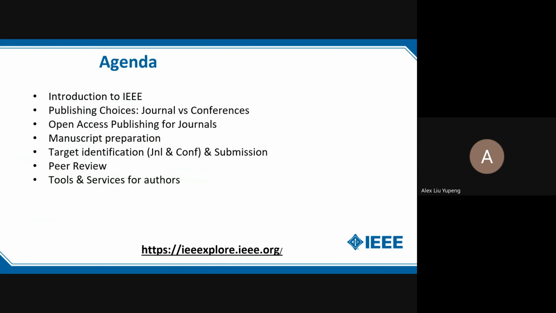This is the agenda for today. It looks like quite a lot of things for me to cover, but I will focus on a few things. I will start with introducing IEEE and briefly talk about the publishing choices, the main choices, conferences and journals. What's the difference? And I'll briefly talk about open access as well.